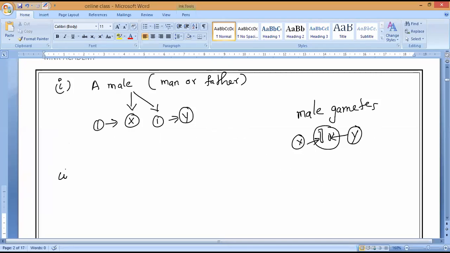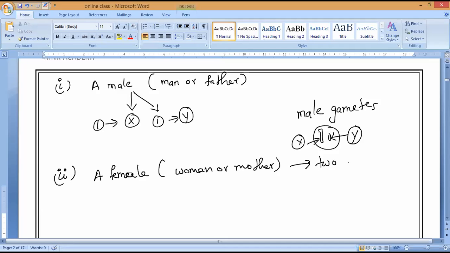Now if it comes to the female, as we already know, a female means whom? A female means a woman, or even a mother, a girl. In a female there are two chromosomes. Which chromosomes? Two X chromosomes, XX. No Y chromosome is present in the mothers.